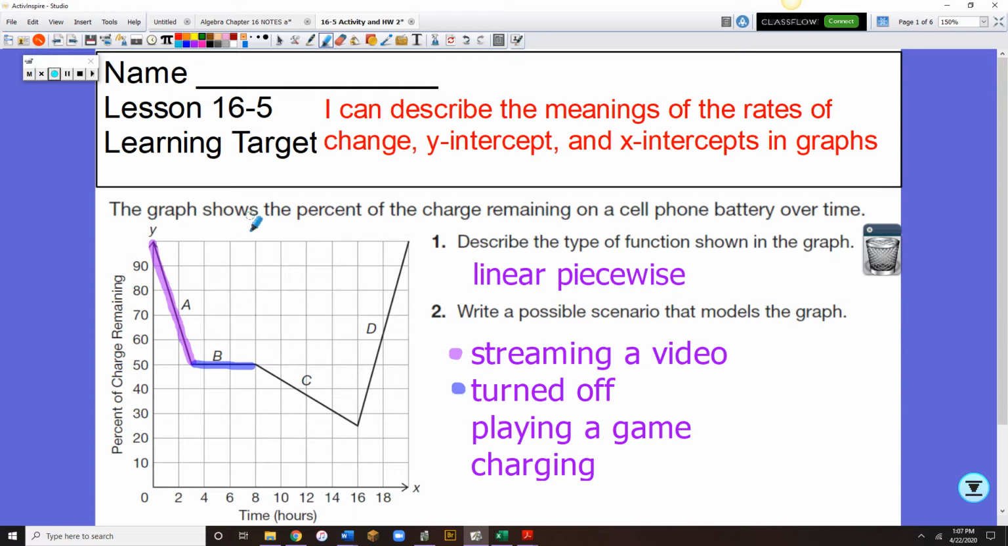Section C, we're going down again, it's losing charge again, the person is using it, but the line is not so steep. So maybe they're doing something that doesn't take so much power. Maybe they're playing a game here. And then in section D, the power in the battery is going back up. And what would make the power in the battery go up? Charging it would make it go up.